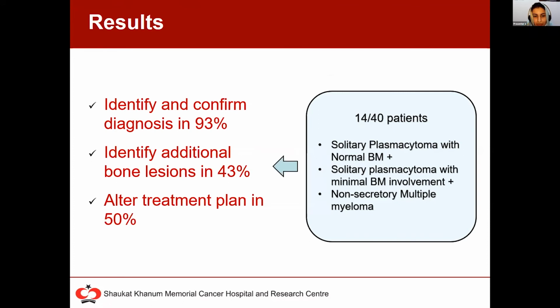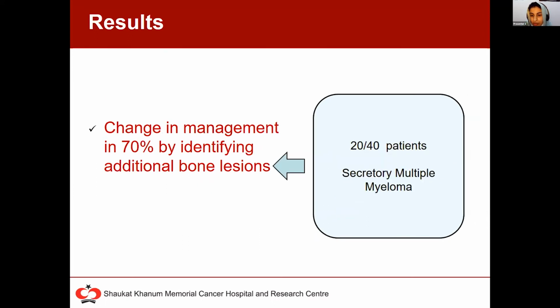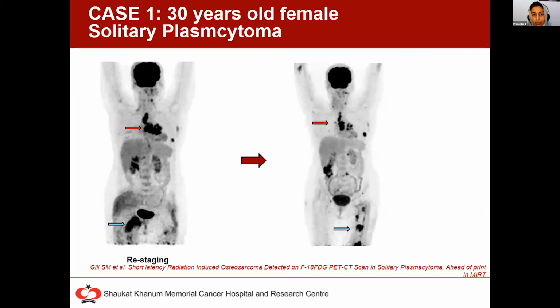In this group, PET-CT was able to identify and confirm the diagnosis in 93 patients and alter the treatment plan in 50%. The second group was secretory multiple myeloma. In this, PET-CT was able to identify additional osseous lesions in 70%. So this is case one, a 30-year-old female with solitary plasmacytoma.